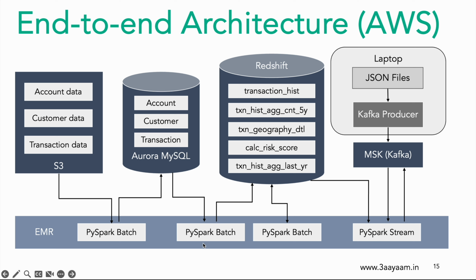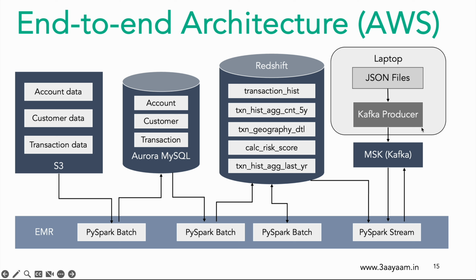From there, you'll have to read again using PySpark in batch fashion and write it to multiple Redshift tables. And some of the tables have to be created from Redshift itself. So I think calculate risk score has to be created by reading transaction history count, geography, etc.